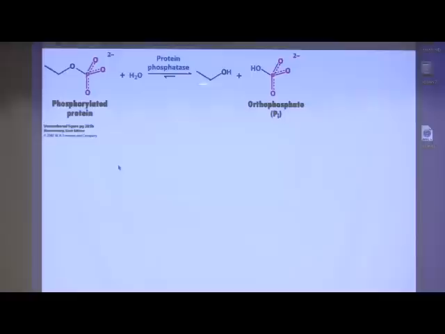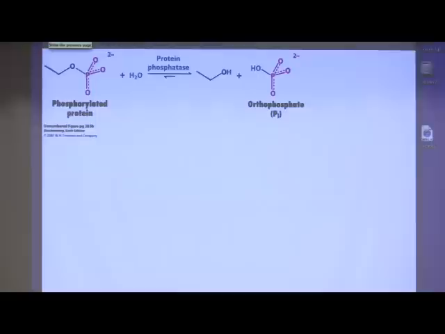So enzymes called kinases put phosphates on. Different enzymes called phosphatases take phosphates off. So here's a protein phosphatase. A protein phosphatase, as its name would suggest, is taking phosphates off of proteins that have phosphates on them. And as a consequence, we regenerate that OH group and we release a phosphate. So phosphatases are very important for reversing some of the processes that we'll be talking about.